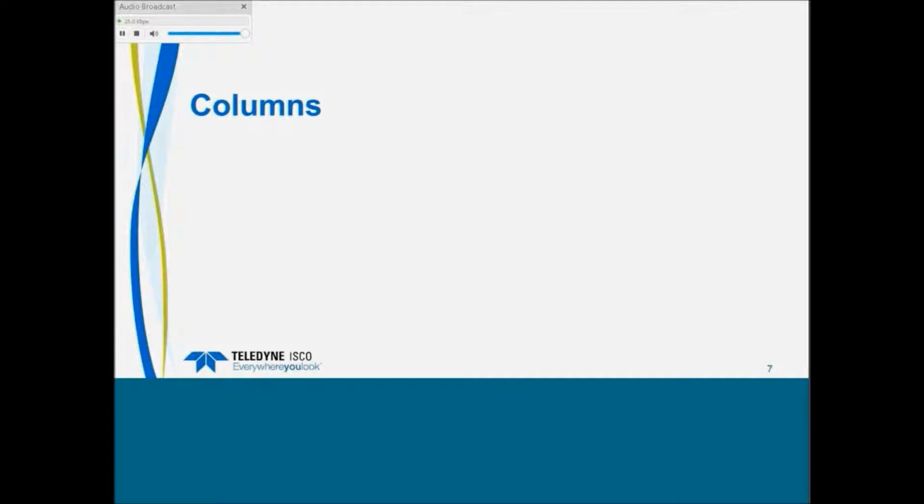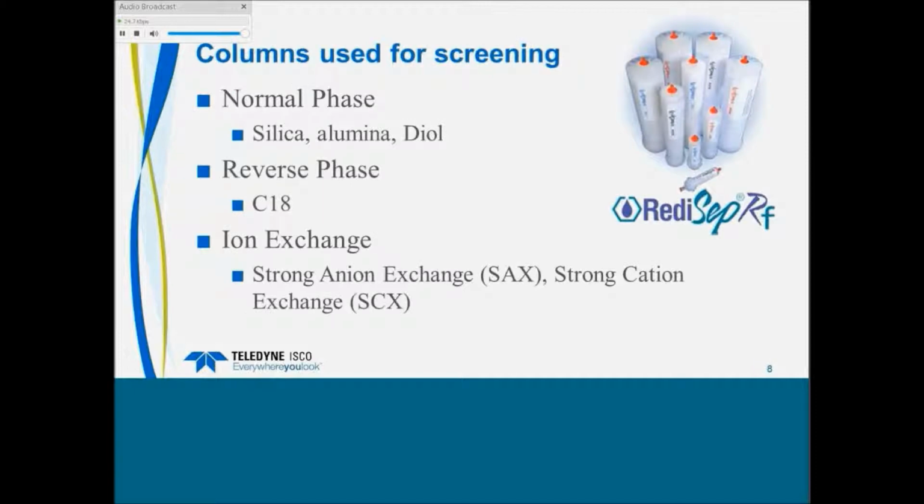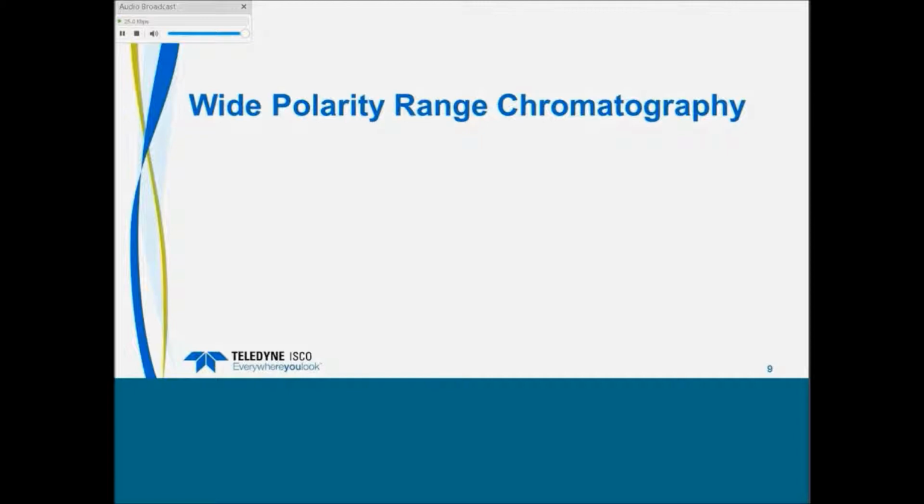I'm going to talk about columns that I have found useful for screening. They can be divided up into three types: normal phase, which includes silica, alumina, and diol; reverse phase, which is C18; and ion exchangers, such as the anion exchange and cation exchange columns. These different columns give different compound selectivity or elution order, and all of these columns are very suitable for wide polarity range chromatography, which we shall discuss next.